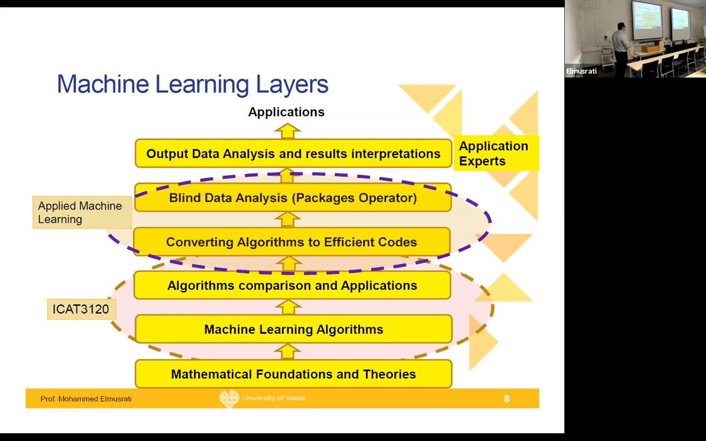Then the fourth layer is converting algorithms to efficient code. Usually we don't solve algorithms by hand. We can prepare the algorithm by hand, but after that we need to convert it to code. Because, as I said, machine learning is a data-driven system, it is based on data, so we need code that can manage large data. And after that, we have blind data analysis, like package operators.